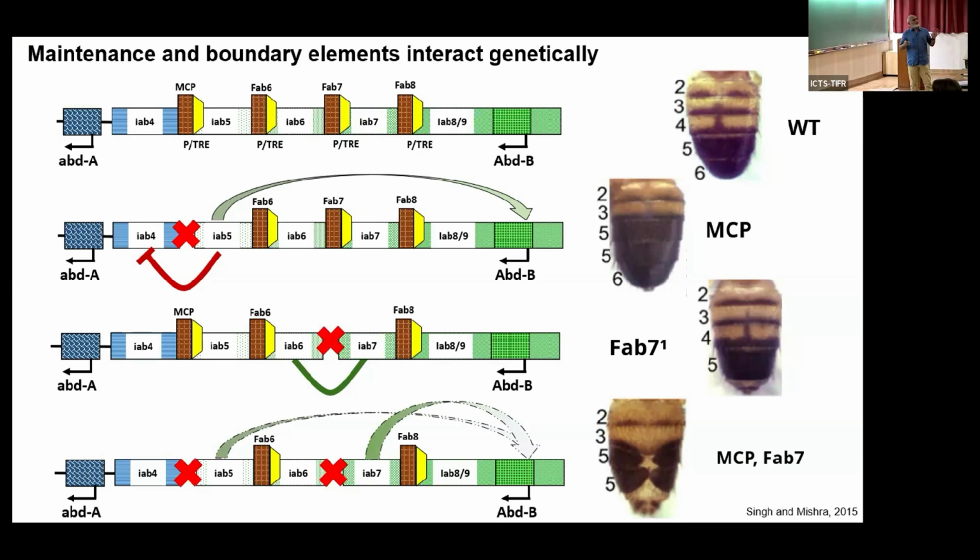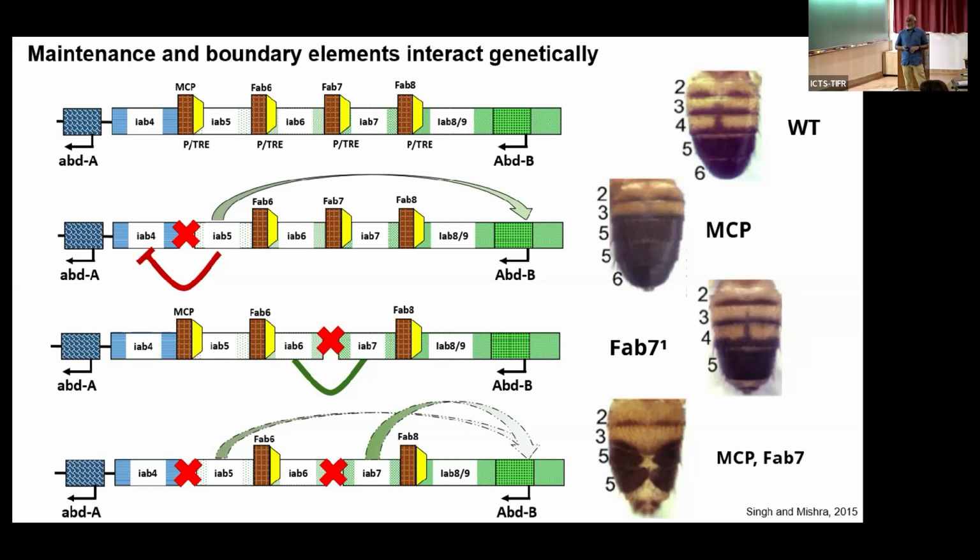You don't have to go into many details. What I'm trying to impress on you is that there is a system in which you can delete various combinations and then see what happens in the phenotype, and then try to interpret how these elements are interacting, because everything is because of the level of ABDB in this region. That's what is deciding how these things are changing from one to other.